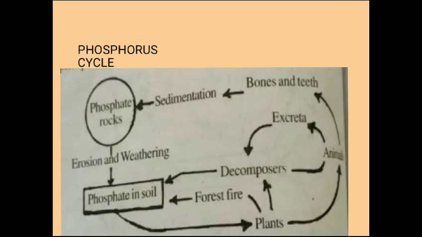And the next cycle is the phosphorus cycle. There are phosphate rocks. Due to erosion and weathering, phosphates are present in the soil. That phosphate plants utilize for growth. After that, it is consumed by animals. After that, animals die and are buried in the soil, and decomposition takes place. Again, in this also the cycle is continuous.